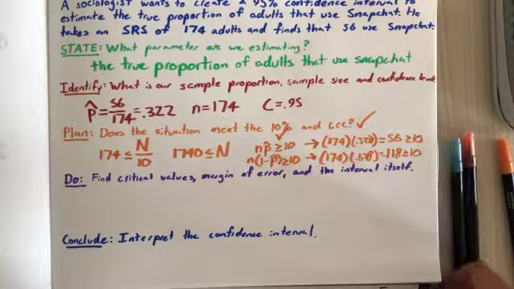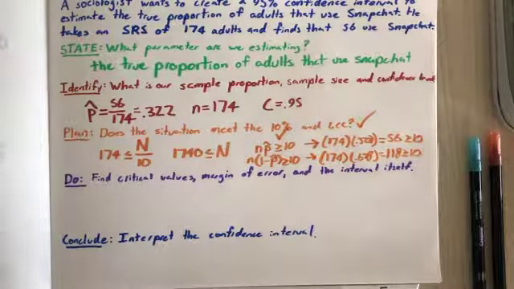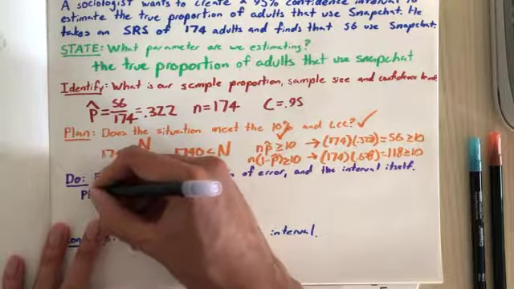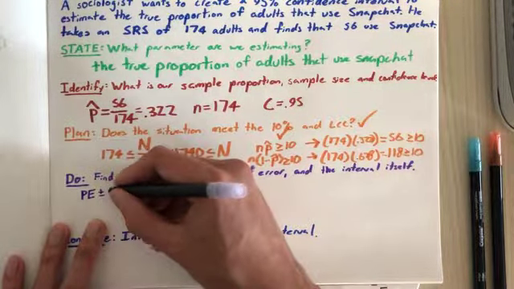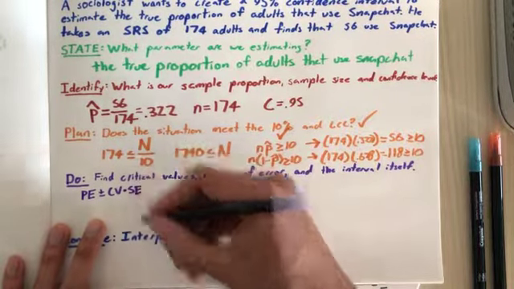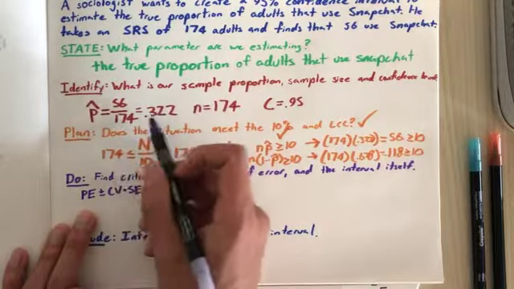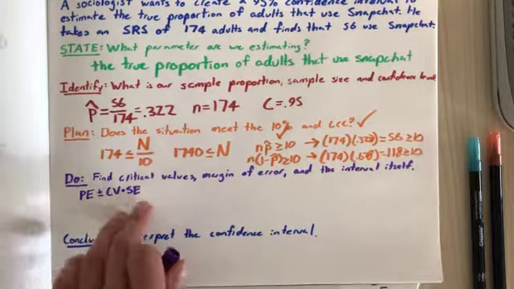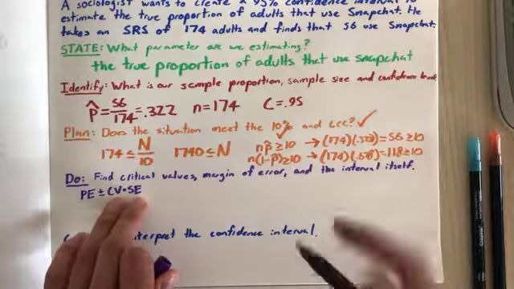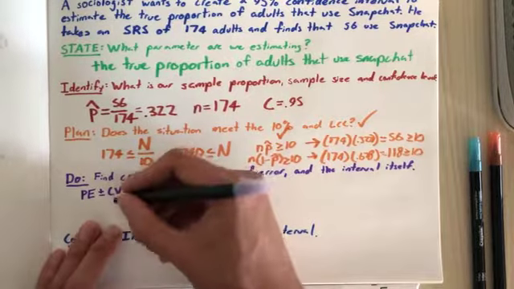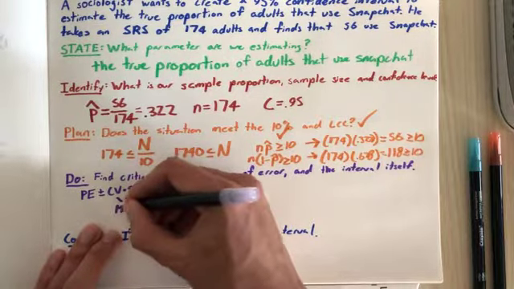So now remember that our confidence interval is composed of our point estimate plus or minus our critical value times our standard error. So we already have our point estimate. Our sample proportion is 0.322. We don't have our critical value yet, and we haven't calculated our standard error. Remember that the margin of error is just these two things together.